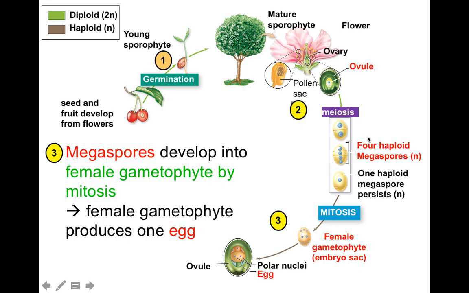Mentioned this already. This megaspore is going to develop into a female gametophyte by mitosis, and one of these cells is going to be the egg. This cell here is the central cell. It's the one that has 2 nuclei and will develop into the endosperm.